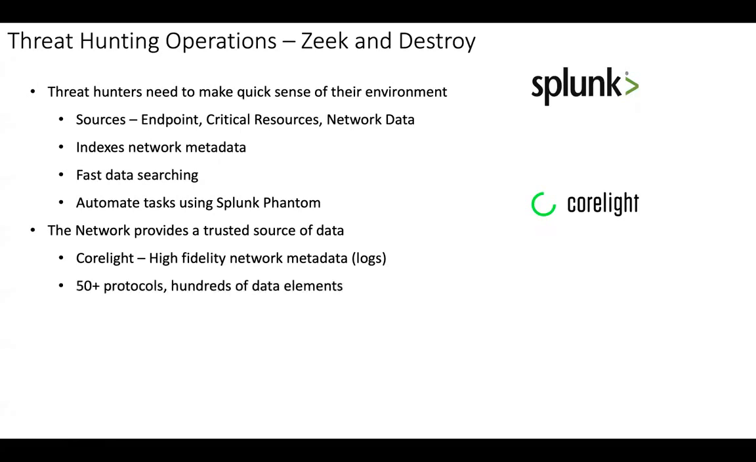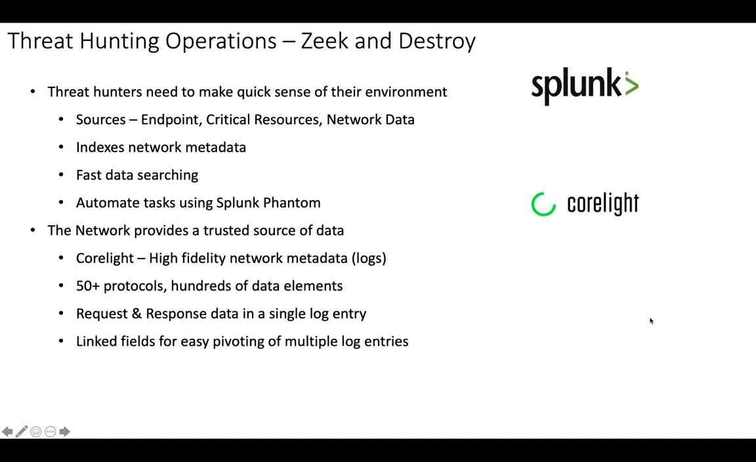So we have a lot of protocols that can be decoded and hundreds of data elements. Corelight provides value by extracting high fidelity layer 4 and layer 7 metadata that is then forwarded into Splunk for searching and indexing. The key for us is that both the request and response are in a single log entry, so you're not moving around different points in the data set. All of the data is available for you, and this is linked through fields for easy pivoting across multiple log entries. We'll get into the details of that later in the presentation.